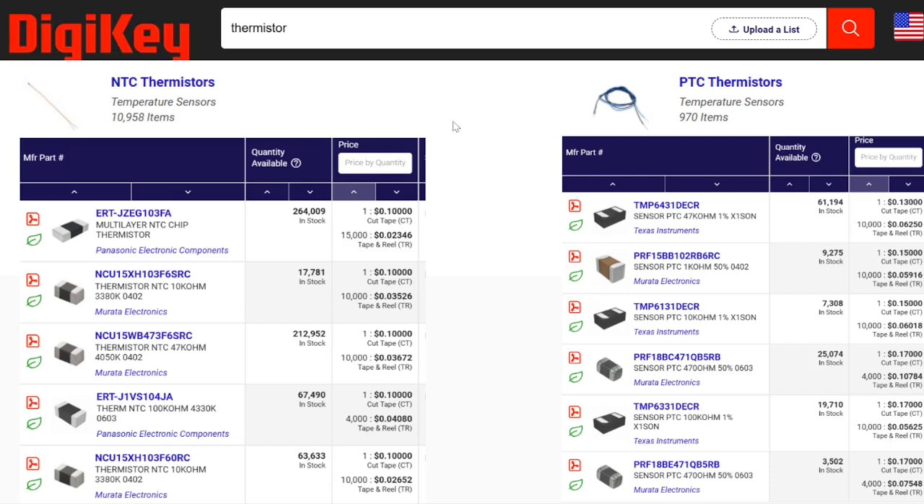Whenever you are looking for an electronic device, as I recommended, look into DigiKey. It's a very well-known electronic component distributor. What I did there was simply put in the word thermistor, and here you can see it's showing the NTC thermistors, roughly around 11,000 items available, and PTC thermistors, roughly around 970 items. As you can see, they just look like SMD resistors or capacitors, tiny devices, and you can see their prices and availability as well.